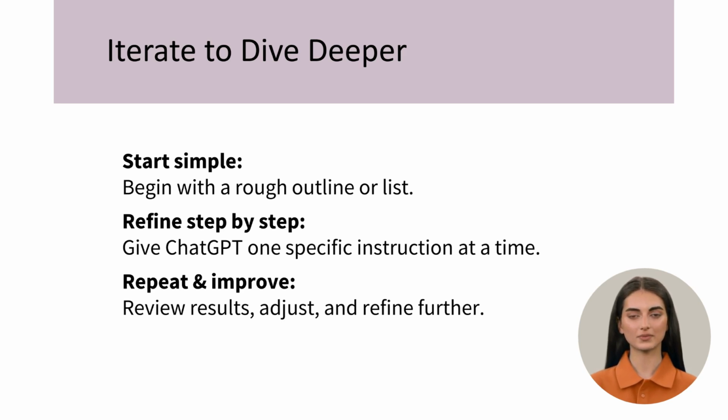Step 3. Repeat and improve. Review what ChatGPT generates, tweak your prompt if needed, and ask for refinements. If something doesn't sound quite right, adjust your instructions and try again. By treating content creation as an iterative process, you'll quickly develop well-structured, high-quality work with the help of ChatGPT.